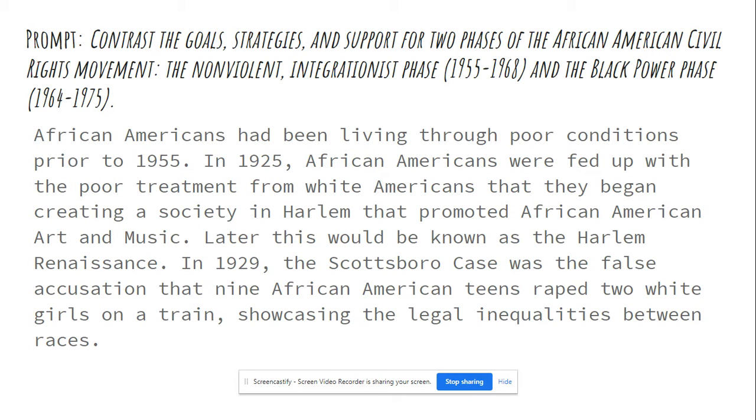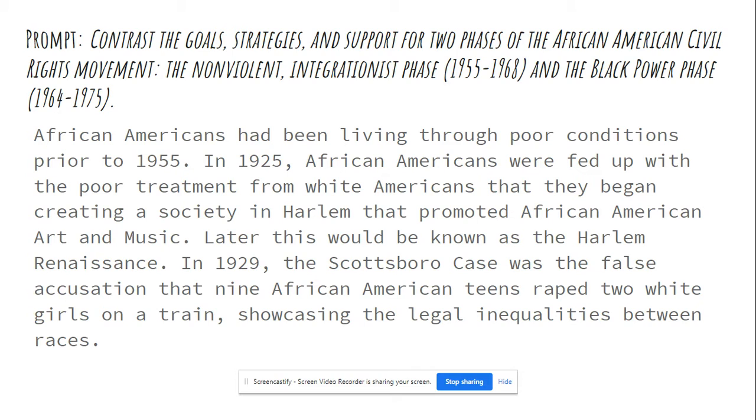So our prompt that we've been practicing with is a compare and contrast question, right? About the goals, strategies, and support of these two different movements in the civil rights era. So we have to come to a conclusion. Do they want the same things? Do they go about it the same way? And do people support them to the same level? We're saying yes or no.